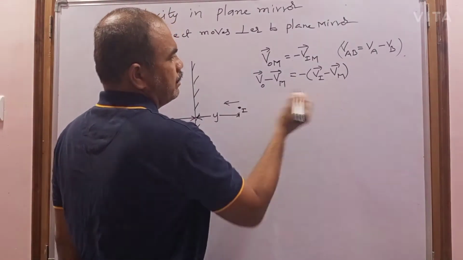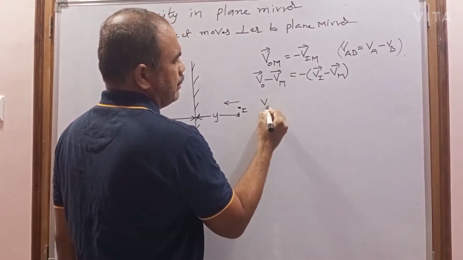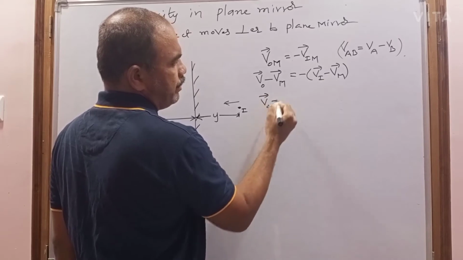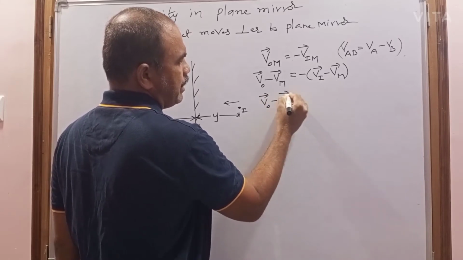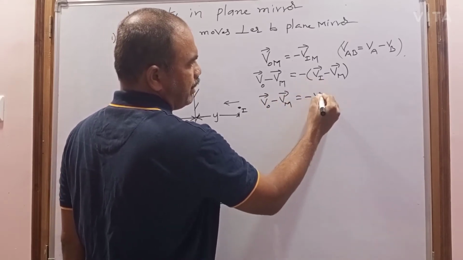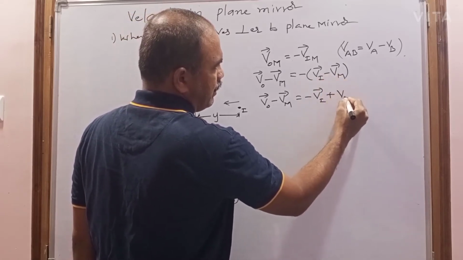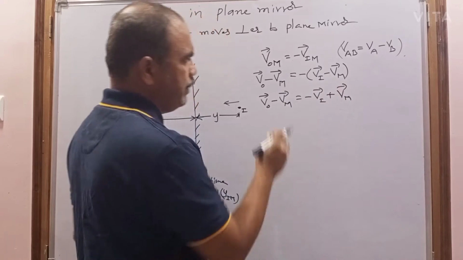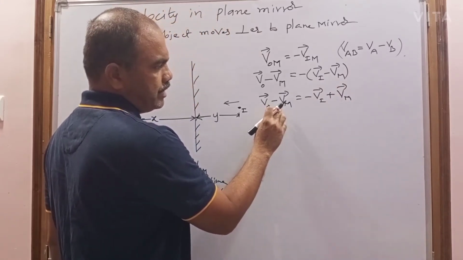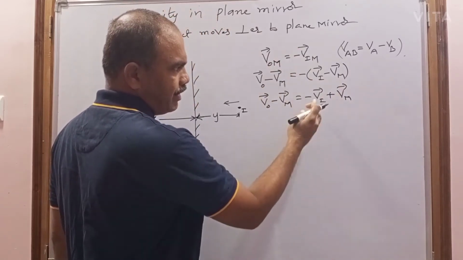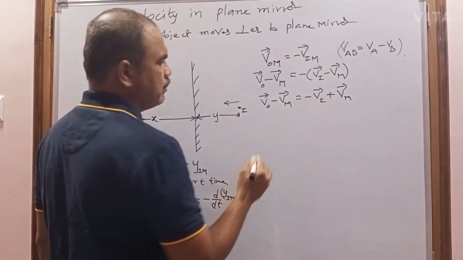Now, when I simplify, what do you get? Velocity of the object minus velocity of the mirror is equal to minus of velocity of the image minus velocity of the mirror, that is, minus velocity of the image plus velocity of the mirror. When I bring the velocity of the mirror to the right side and the velocity of the image to the left side, what do you get?